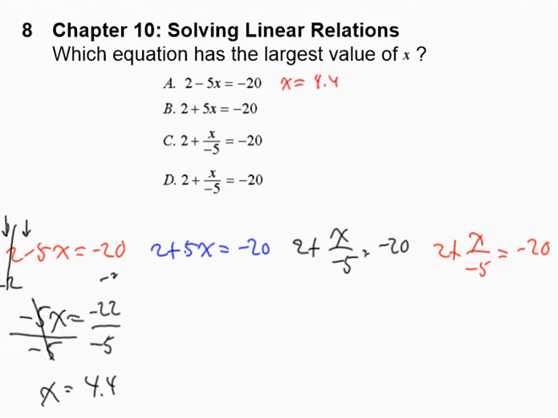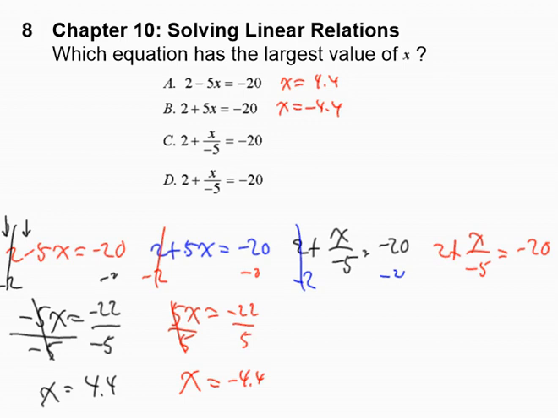Here, I'm going to subtract 2 from both sides. I get 5x, this time it's positive, equals negative 22. Divide by 5, and x will equal negative 4.4. Here, I'm going to subtract 2 from both sides to get rid of the constant. And negative x over 5 is equal to negative 22. Multiply both sides by negative 5, and x will equal positive 110.